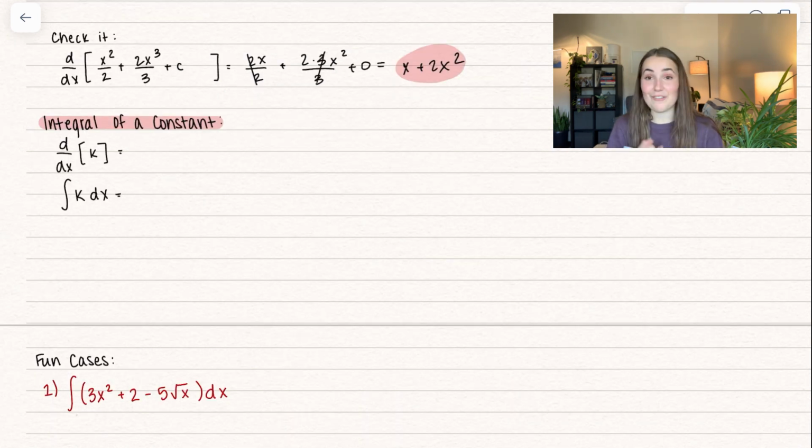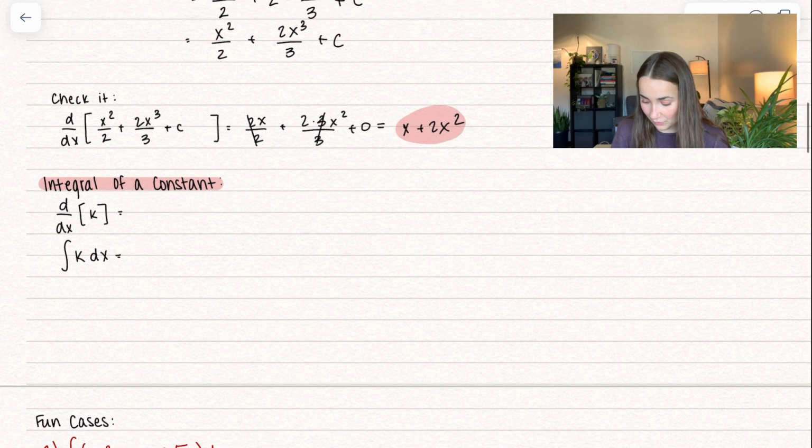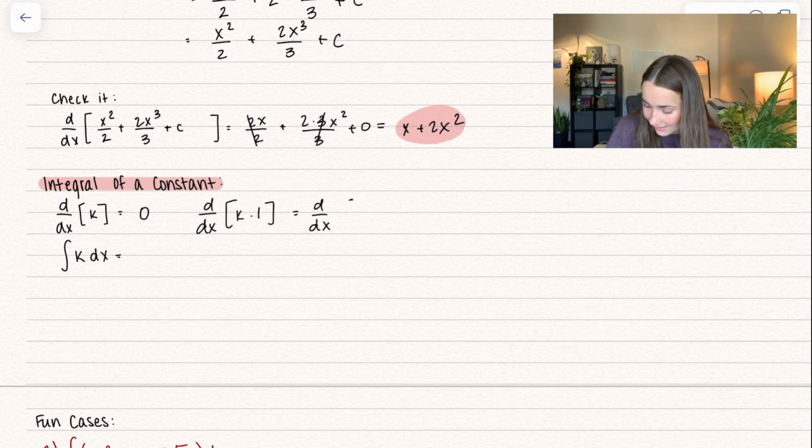We want to take the integral of a constant. So let's talk about the derivative of a constant. Like pretend we're taking the derivative of 2. The derivative of 2 is equal to 0. And remember, this is because we can rewrite it as k times 1. And that 1 can be rewritten as x to the power of 0.